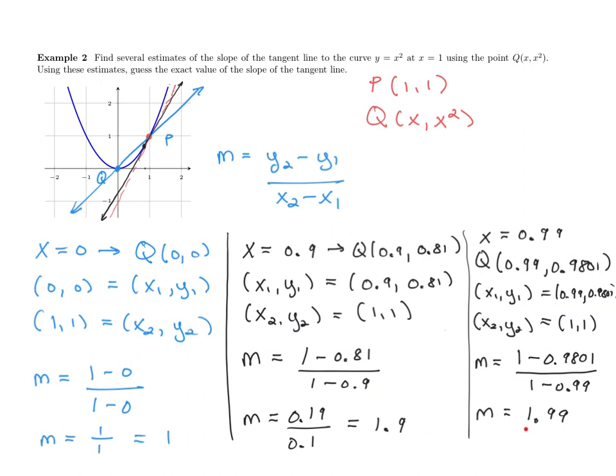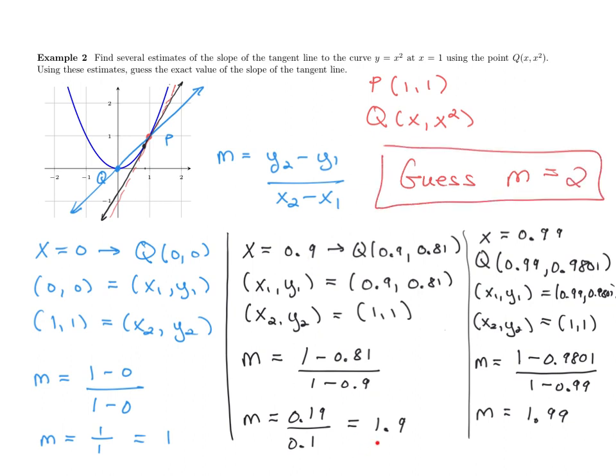Using these 3 estimates, could you make a guess as to what you think the exact value for the slope of the tangent line is? For me, if I was to make a guess, I would guess that the slope of the tangent line is 2. And the reason is, well, when I used 0.9, I got 1.9. When I used 0.99, I got 1.99. I'm guessing if I put another 9 at the end, it'll just put another 9 here. I encourage you to try that out, but if that were to happen, I think using 2 as the exact slope would be a very good guess.